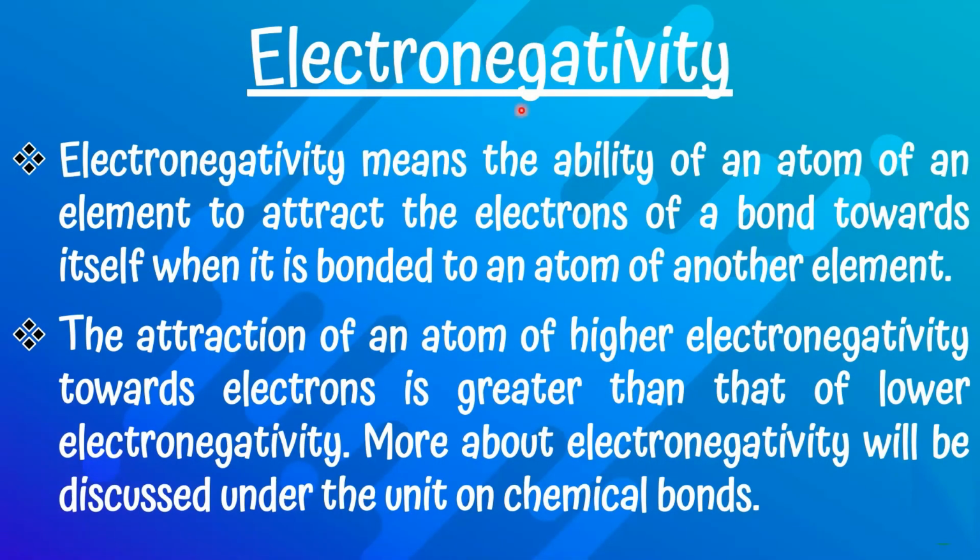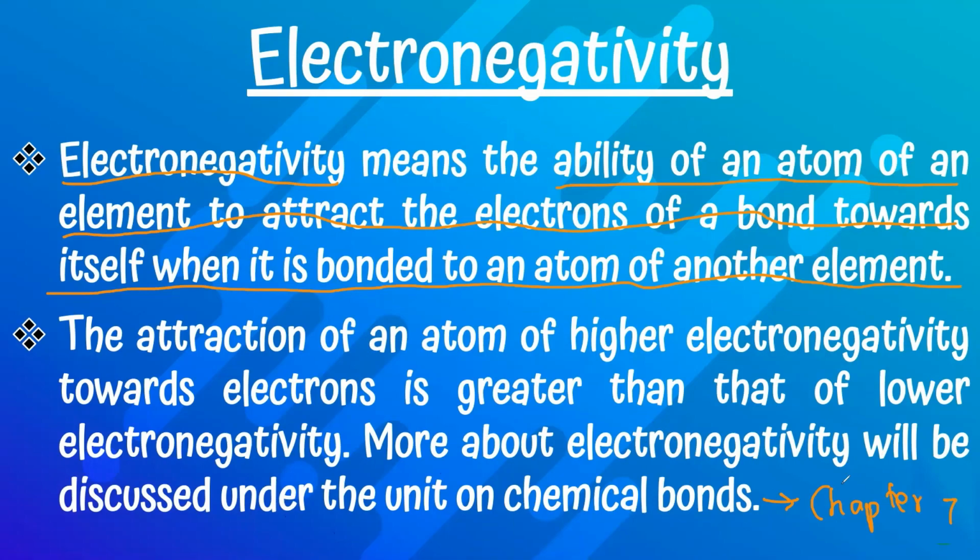Electronegativity means the ability of an atom of an element to attract the electrons of a bond towards itself when it is bonded to an atom of another element. The attraction of an atom of higher electronegativity towards electrons is greater than that of lower electronegativity. More about electronegativity will be discussed under the unit on chemical bonds. This lesson is chapter 7. We will discuss more about electronegativity in chapter 7.